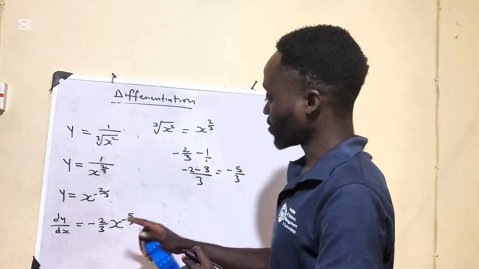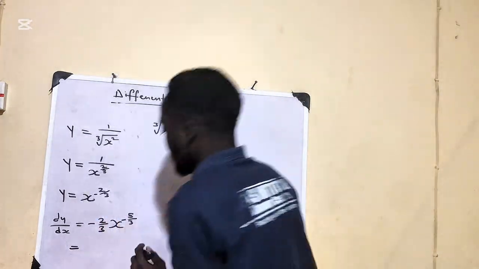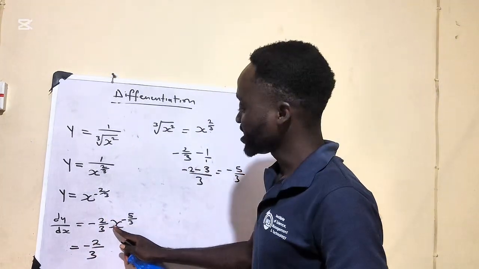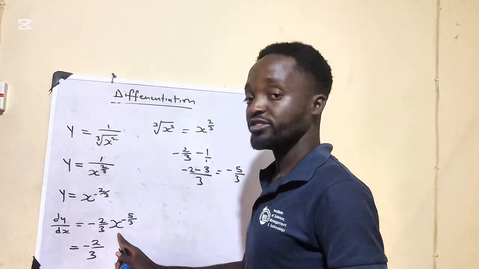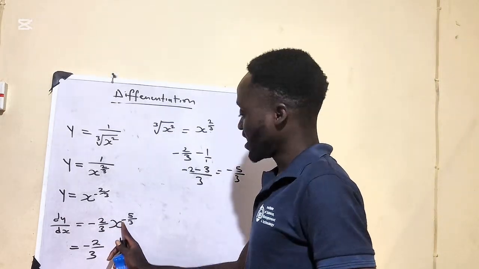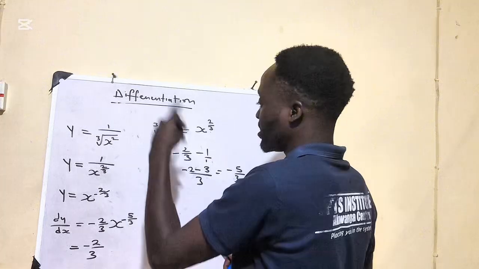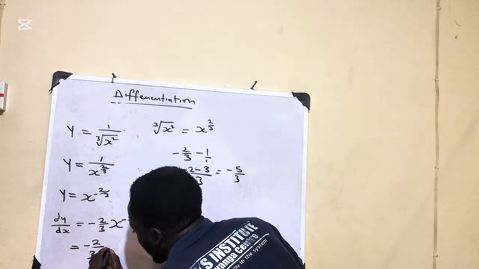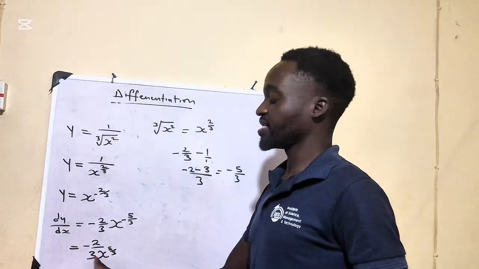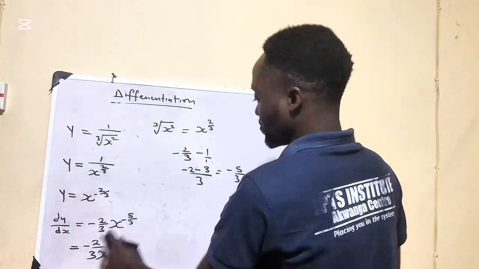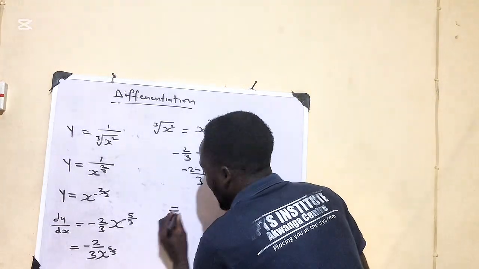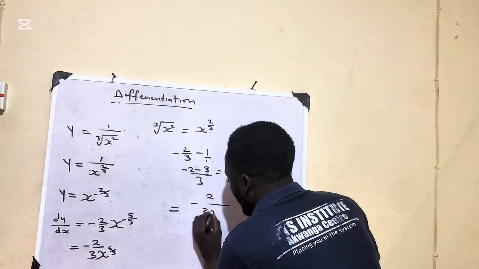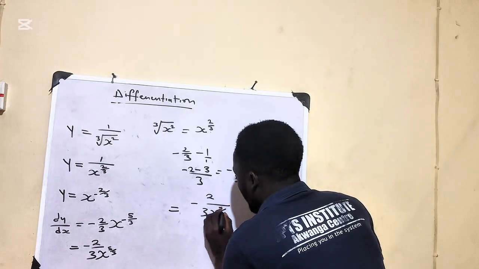Is that clear? Now from here again, I can decide to rewrite this. Now I have minus 2 over 3, and I want to bring this x down. Remember, this x is up together with this power. If I want to bring it down, this sign is going to disappear because I'm bringing it down. Remember, when we carry it up, the sign appears, so when I bring it down, the sign goes away. So I'll have x to the power of 5 over 3. So that is how it's going to be. From here I can rewrite this as minus 2 over 3x to the power of 5 over 3.